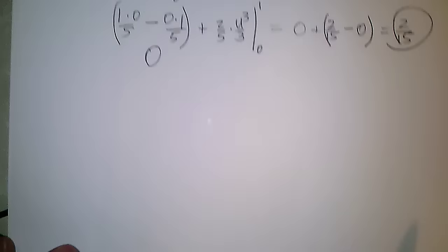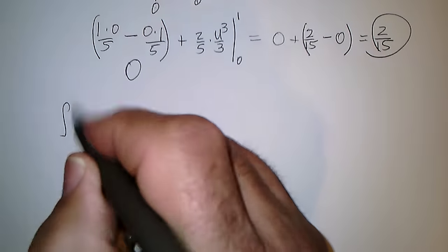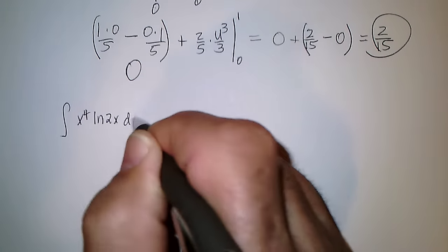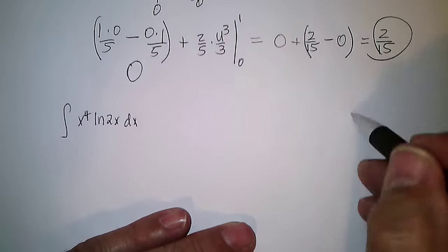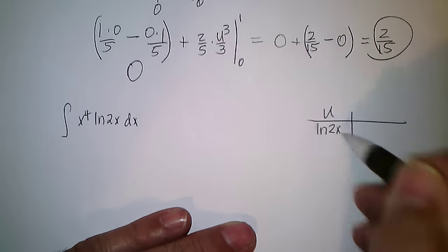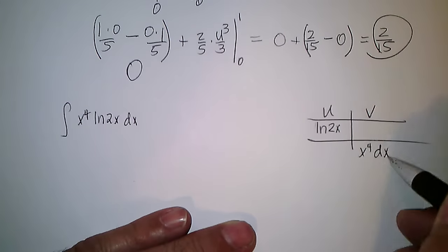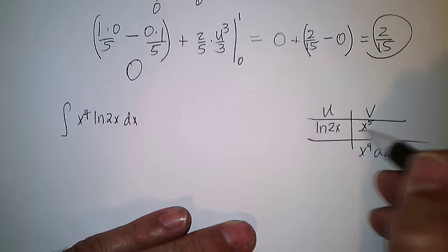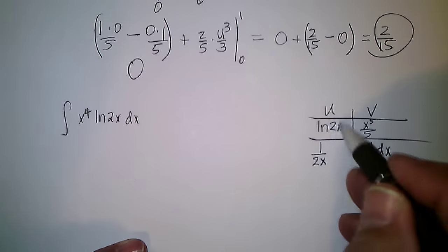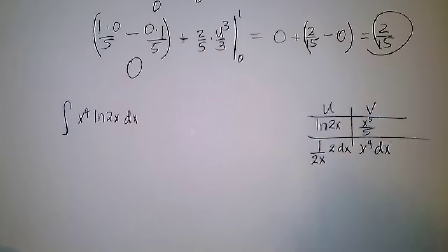Okay, so now the last one of these 5. It says the integral of x to the 4th ln 2x dx. And we decided to do this one by parts, and we decided to let u be the ln of 2x, and v to be x to the 4th dx. Integrating that, that'd be x to the 5th over 5. Differentiating that, that'd be 1 over 2x times the derivative of the inside here, which would be 2 dx.